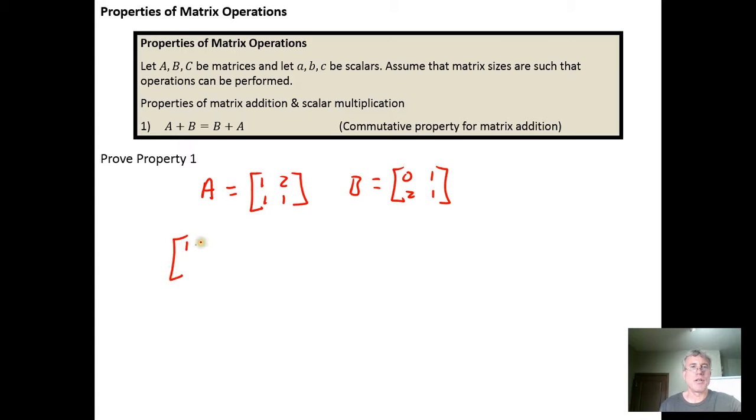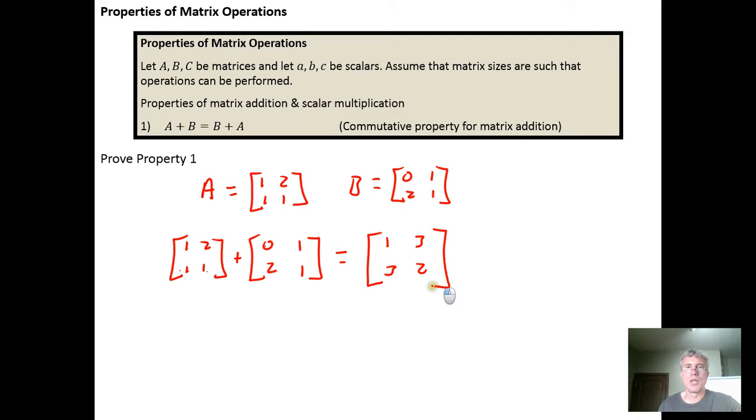They'll go, here's the matrix [1, 2; 1, 1], plus, here's the matrix [0, 1; 2, 1], and then they'll add them. So we get 1 plus 0 is 1, 2 plus 1 is 3, 1 plus 2 is 3, and 1 plus 1 is 2. And because they're trying to show that matrix addition is commutative, they just did A plus B. Now the student will do B plus A.